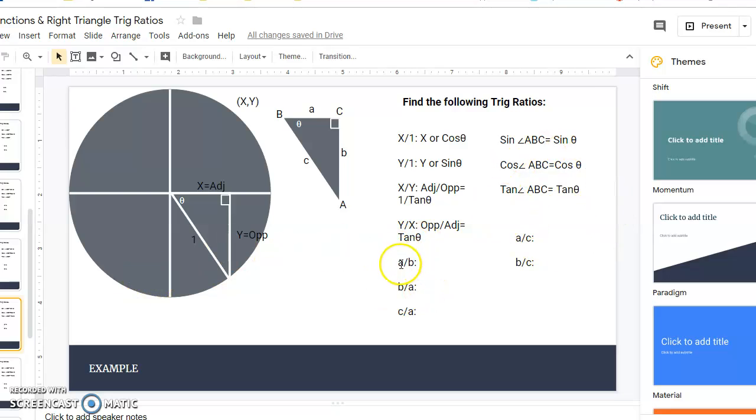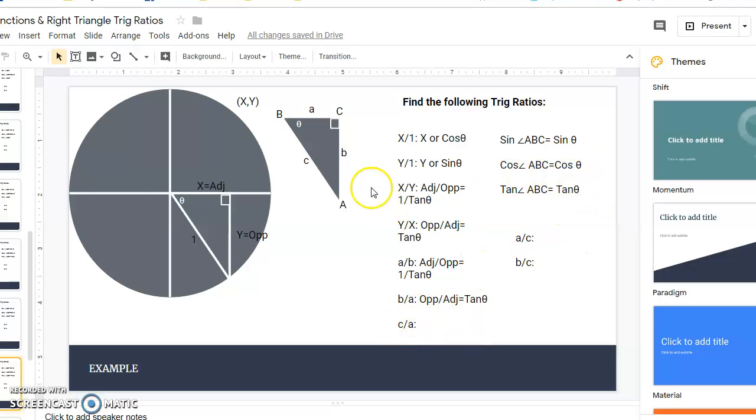Now going to a over b, so we're going to be looking right here. That would be your adjacent over your opposite in relation to theta. So adjacent over opposite is again 1 over tangent, or the inverse. Now we will be looking at b over a, which is your opposite over adjacent. So opposite over adjacent would be your tangent. So again, we already have that value.